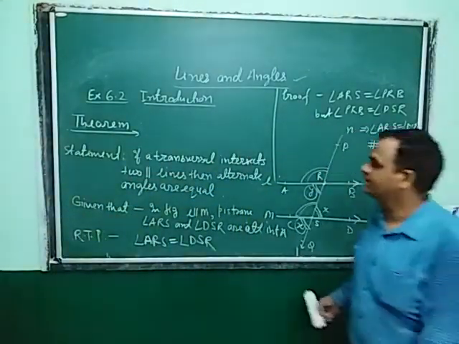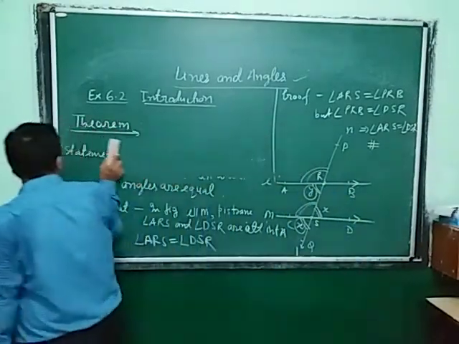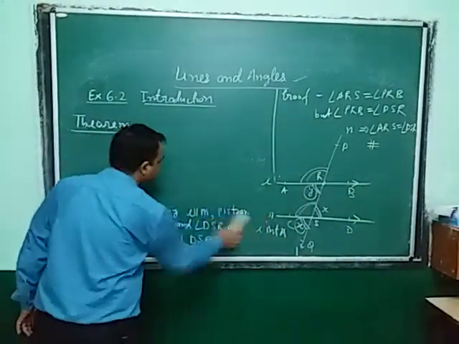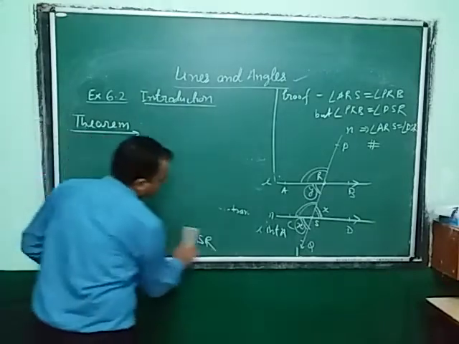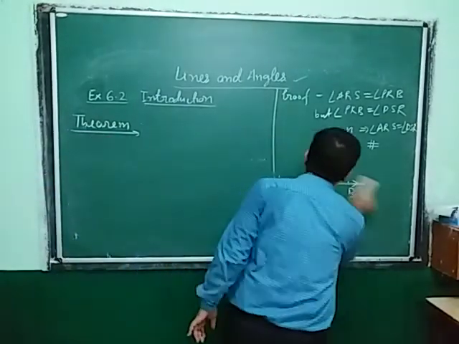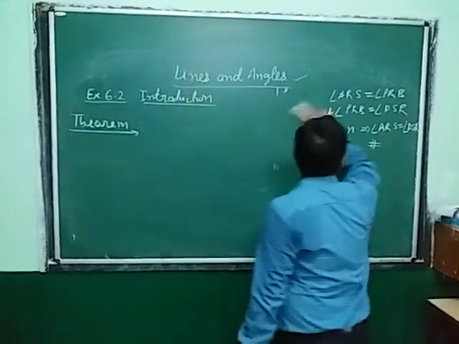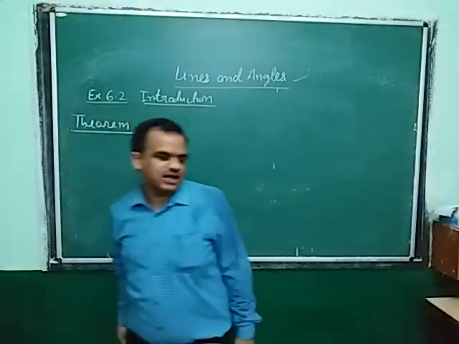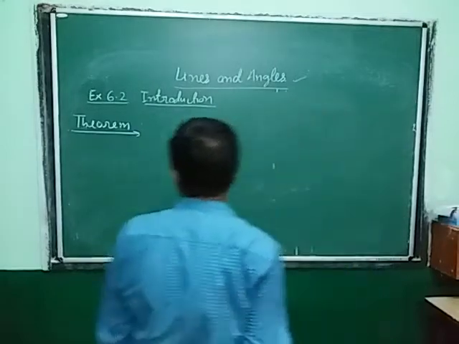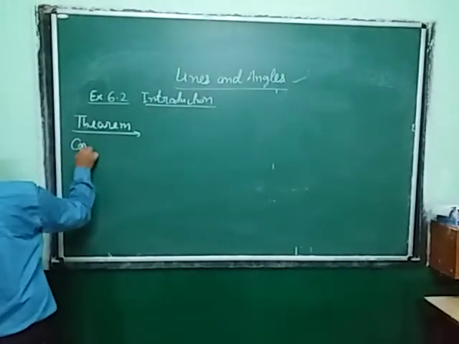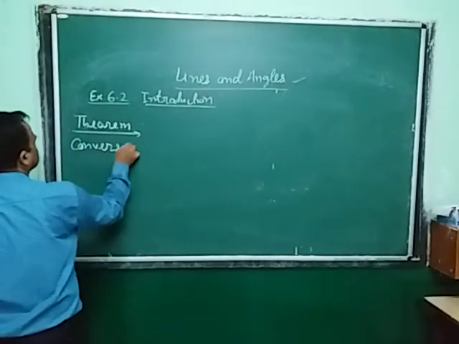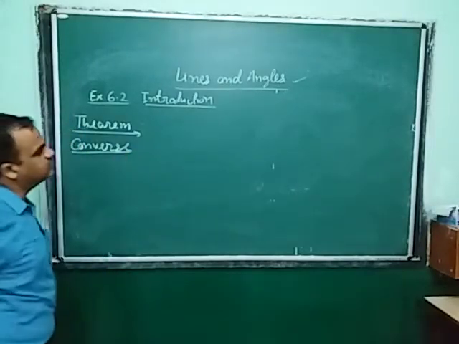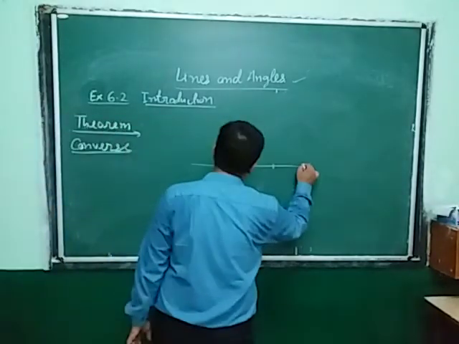Okay, is it clear? Now, can you think of the converse of this statement? In this theorem, what we stated is: if two lines are parallel and a transversal intersects them, then alternate angles are equal. Now, what about the converse of this? That is the next theorem. We are not going to prove it, but we will try to understand what it means.